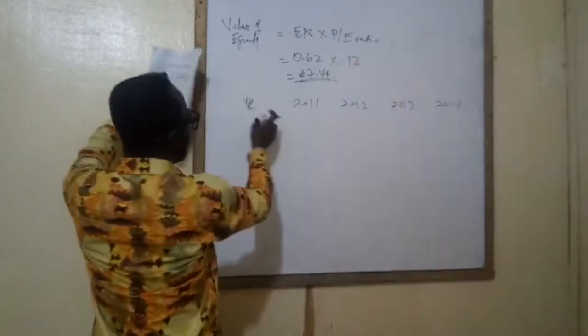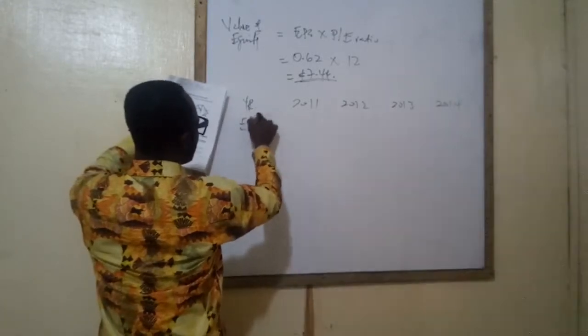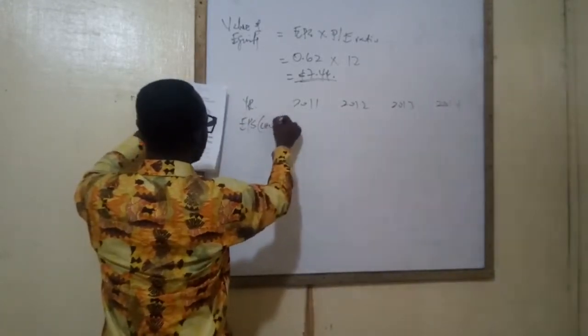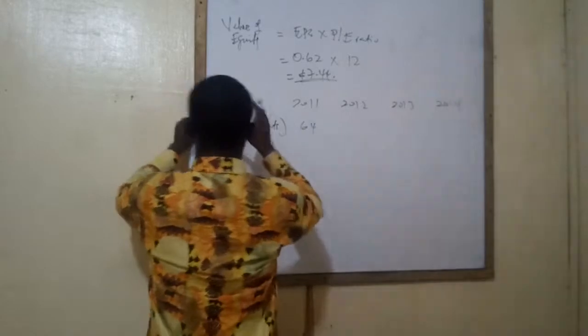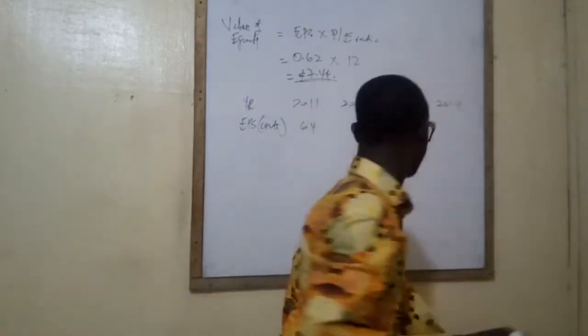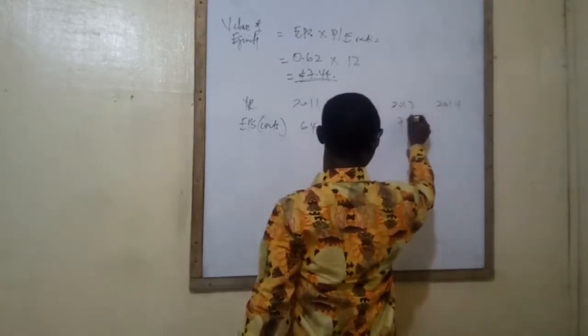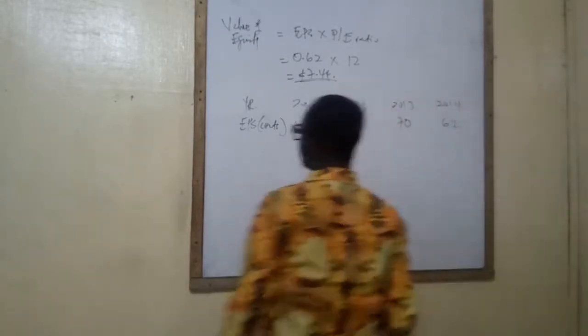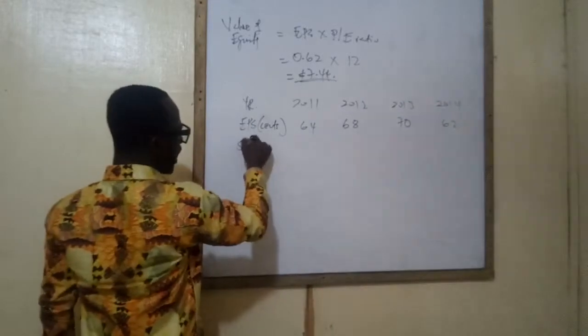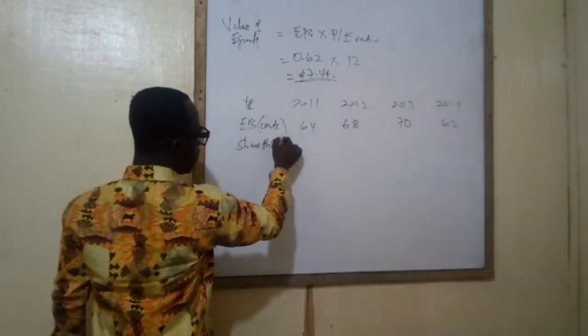So earnings per share, which is in cents, is 64, and then what? Give me the values, please. 68. 70. 62. Then we are also giving the share price, which is in what? Dollars. How much?